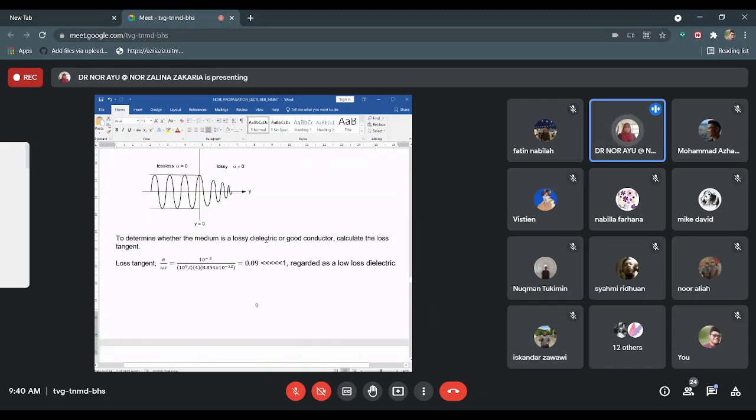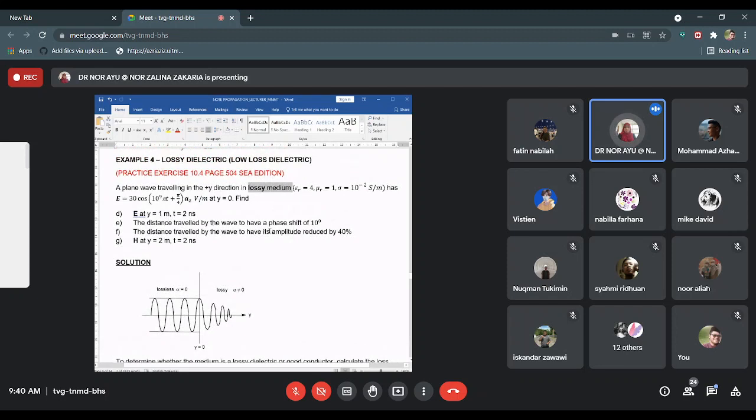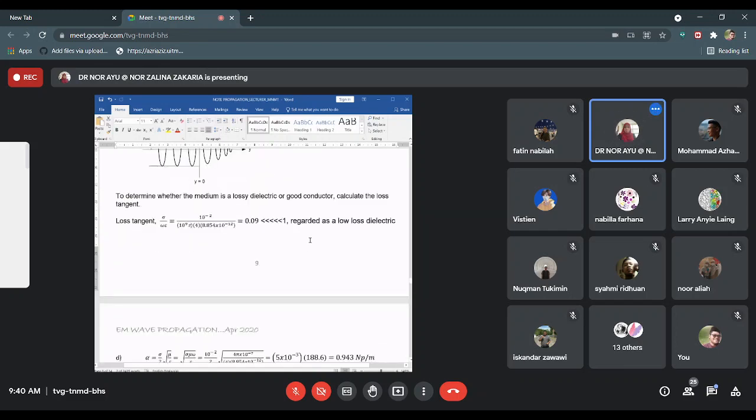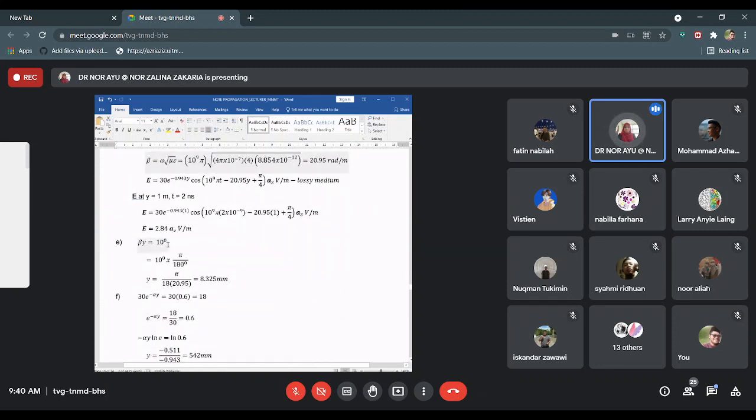Okay, what is the next question? The distance travelled by the wave for a phase shift of 10 degrees, and then the distance travelled by the wave to have its amplitude reduced by 40%. The one about amplitude reduced by 40% is the same as the previous question. But for the distance travelled by the wave to have a phase shift of 10 degrees, you need to refer to beta. Okay, because beta is the phase shift.